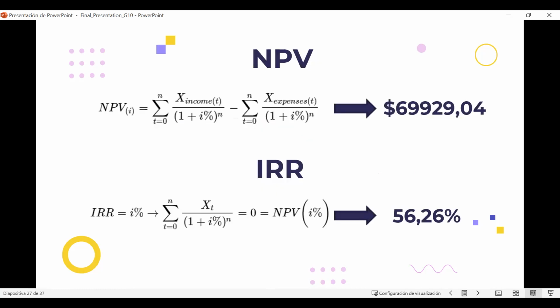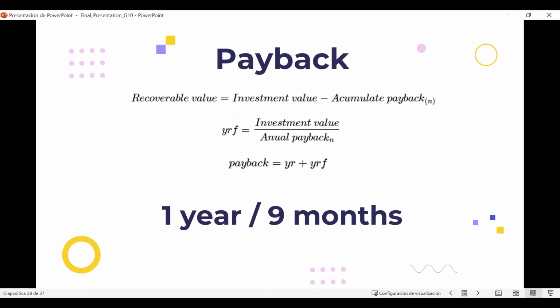Okay, using this data obtained above and the respective formulas, we obtain the NPV. This is equal to $69,929, and ERR equal to 156.26%. Okay, next one, please. Regarding the payback, we use the formulas and obtain that the return of investment is 1 year and 9 months. But taking account, next one, please.